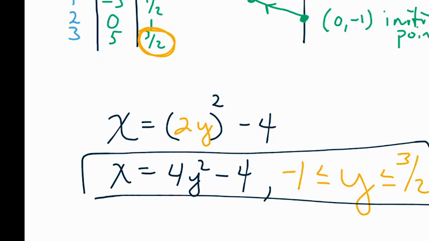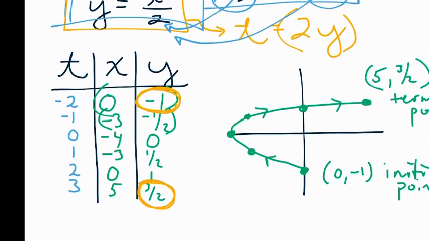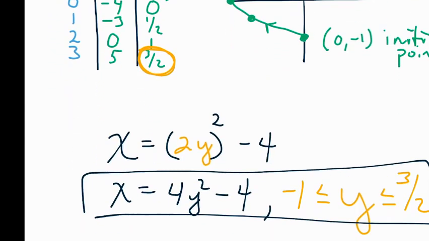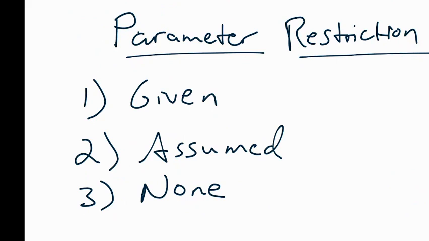Now in a moment, you guys are going to get to do one of these analyses on your own. Remember, an analysis is when you basically think about the graph using a table, label the initial and terminal point, and then you also convert or eliminate the parameter. But you're going to ask, how do I know what the parameter restriction is? Well, there are 3 scenarios.